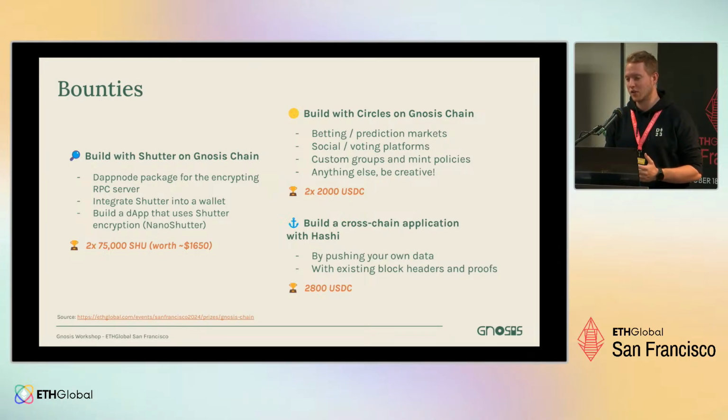You can also build a cross-chain application with Hashi. So you can use it to push your own data, basically normal bridging, or Hashi also publishes block headers on chain, so you can use those to build proofs, for example, and cross-chain applications in general. So there are 5 different prizes, at least, for those 3 bounties.